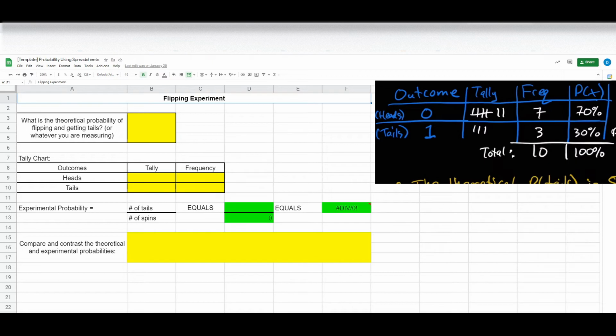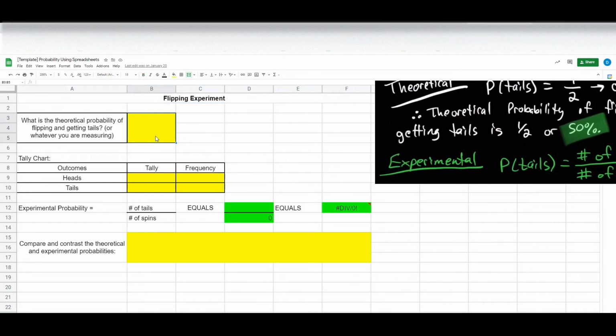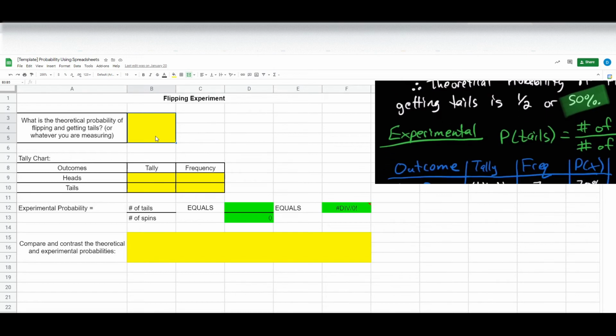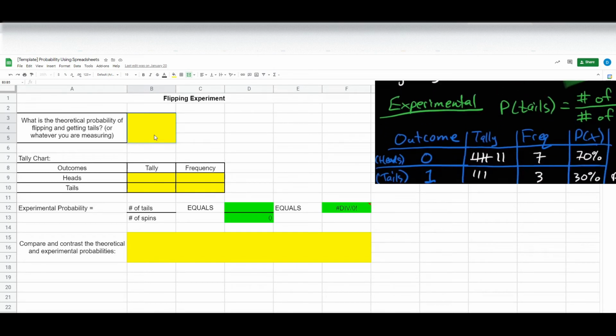Now I haven't taught you too much about using formulas in Sheets, so it's up to you how you want to use this exactly. Basically, just make sure your results are recorded in Sheets so we can take a look at it. So first of all, we want to answer the question, what is the theoretical probability of flipping and getting tails, or whatever it is you're measuring? So if you're flipping a lid, what are the odds of flipping your peanut butter lid and the logo's on the top, or whatever it is you are able to measure at home. And in our case, we saw that our theoretical probability was 50%. So let's type that in.